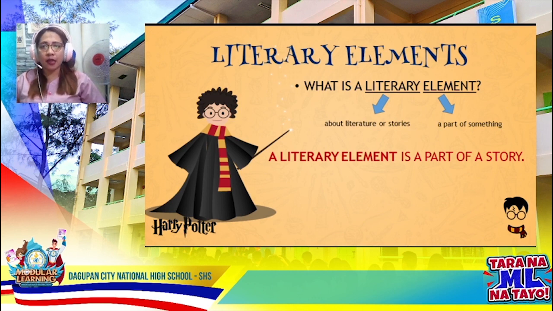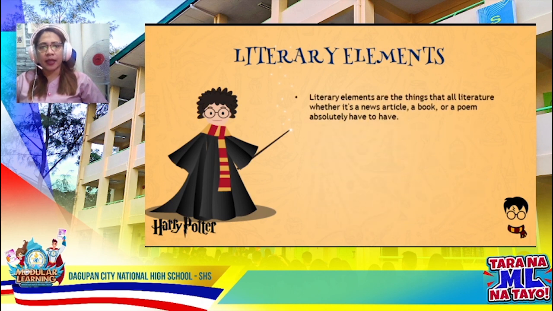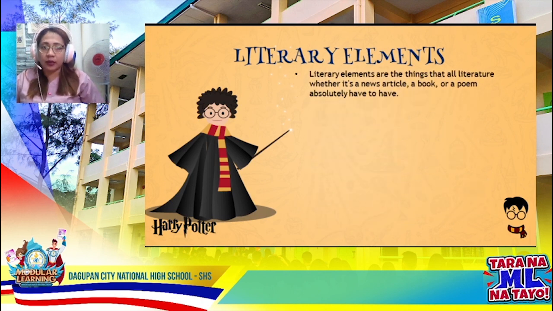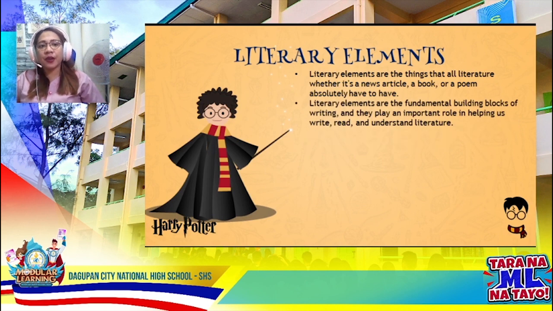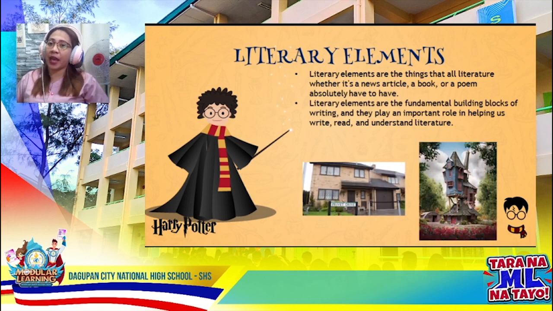Let me give you a more concrete definition of literary elements. Literary elements are the things that all literature, whether it's a news article, a book, or a poem, absolutely have to have. This is a must for every writer. Every time they try to create a literary piece, they must include these literary elements. These are the fundamental building blocks of writing, and they play an important role in helping us write, read, and understand literature. Let's try to compare it with a house.